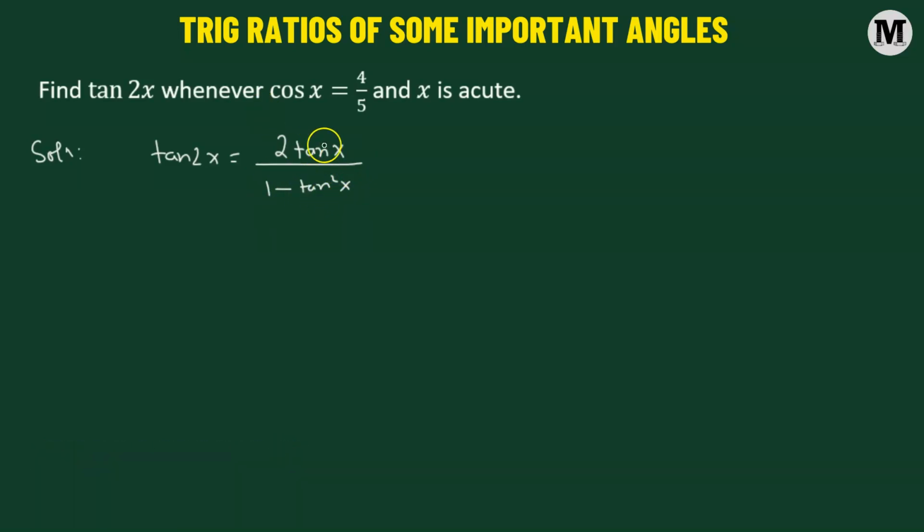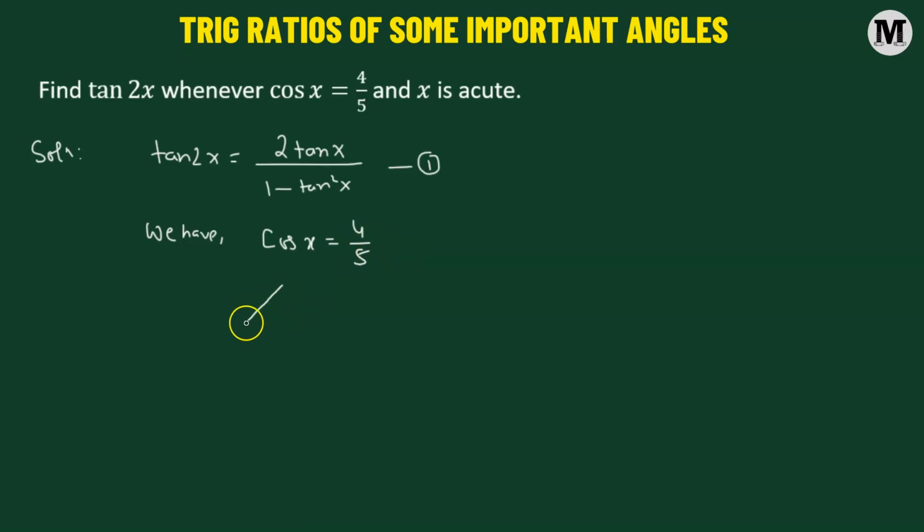Now, we need to find out the value of tangent x, but we are given here the value of cosine of x. So let's use this value. We're going to label this as number 1. Now, we have the value of cosine of x that's equal to 4 over 5.